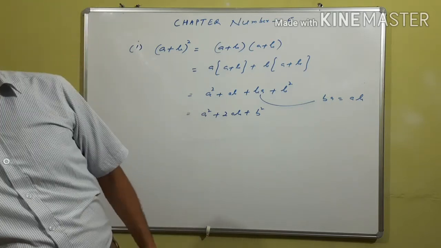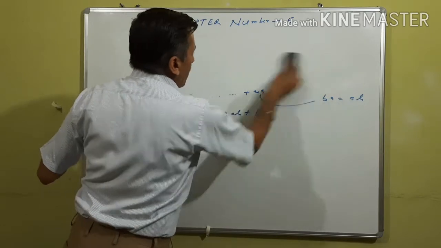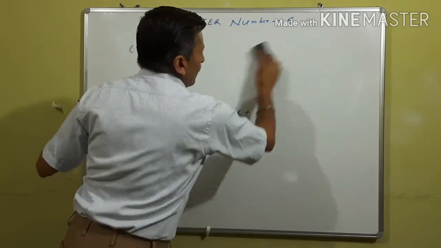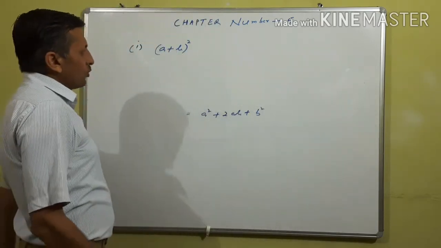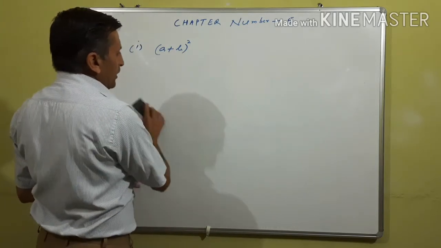So basically this is the use of the identity, that every time we do not have to multiply. So in that case we learn the identity. The identity is (a plus b) whole square is equal to a square plus 2ab plus b square.